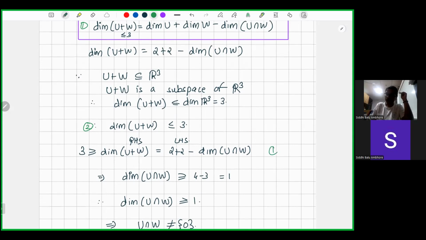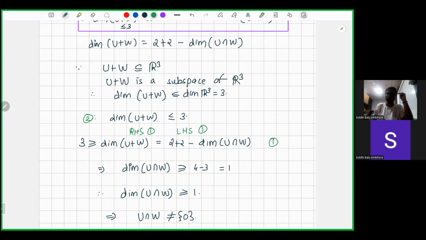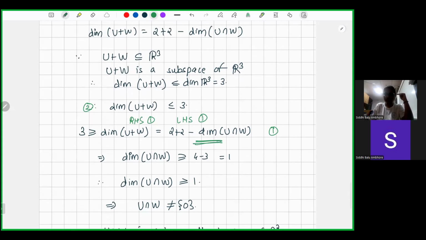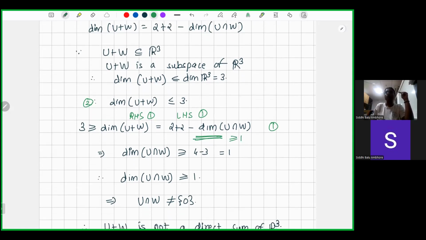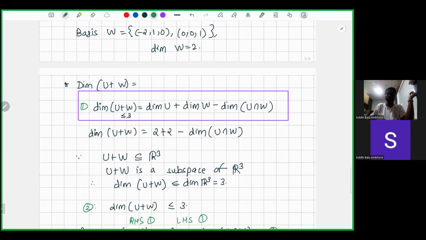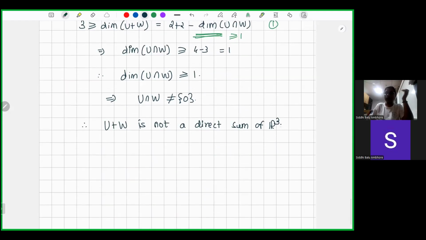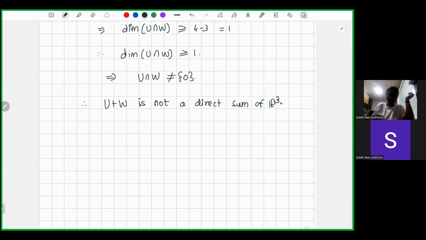Or let me just use RHS1 and LHS1. And we can see that this must be greater than or equal to 1, so that this equation here makes sense, and this is a proved fact. So we can't say that it's okay that this does not happen. So that's why we get that U plus W is not a direct sum. And now let's try to do that for the second part.